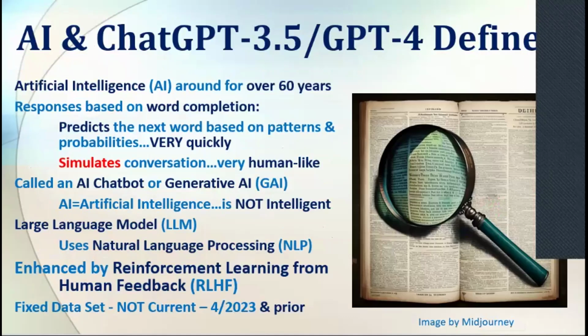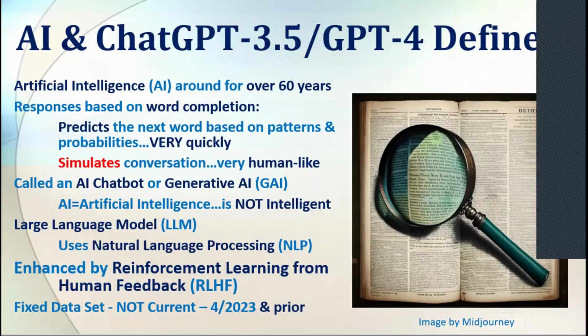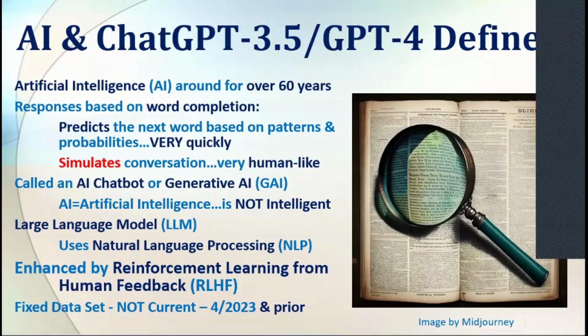A couple of definitions. As we've said before, you probably heard it before, 60 years plus in the making. It's been around a long time. It is a word completion tool. It predicts the next word based on probabilities. So if I said to you, Chicken Little was right, the sky is, and when I asked this, one person said blue, another person said falling. That's probably the 80 to 90% response. It could say cloudy.